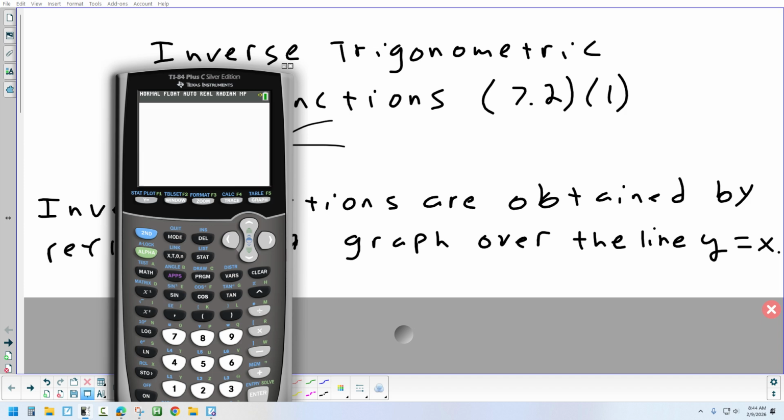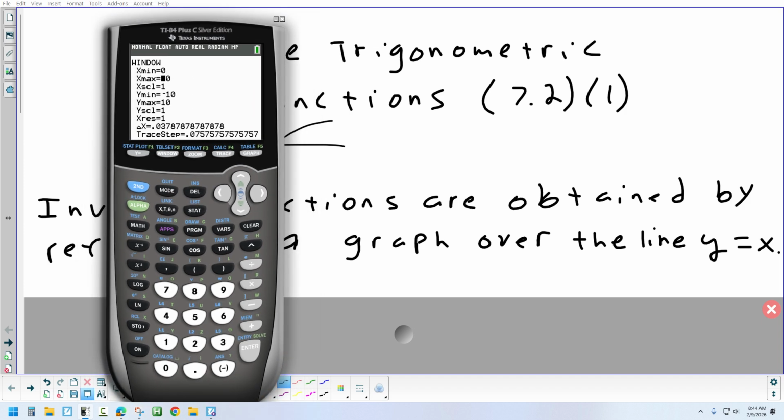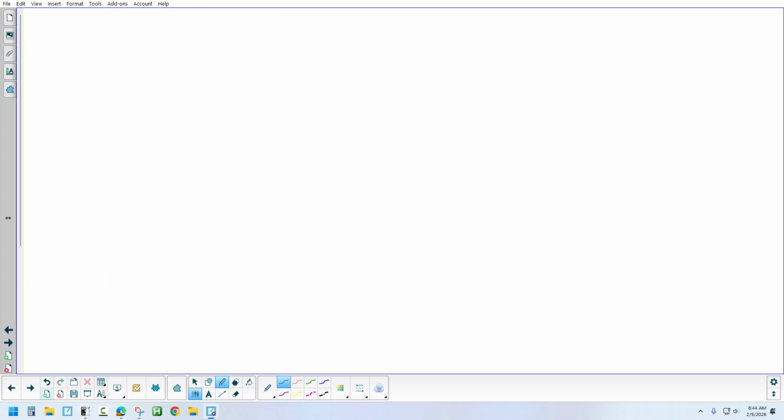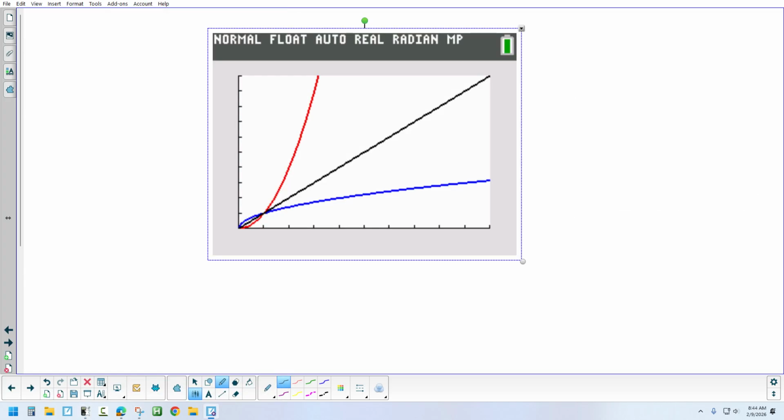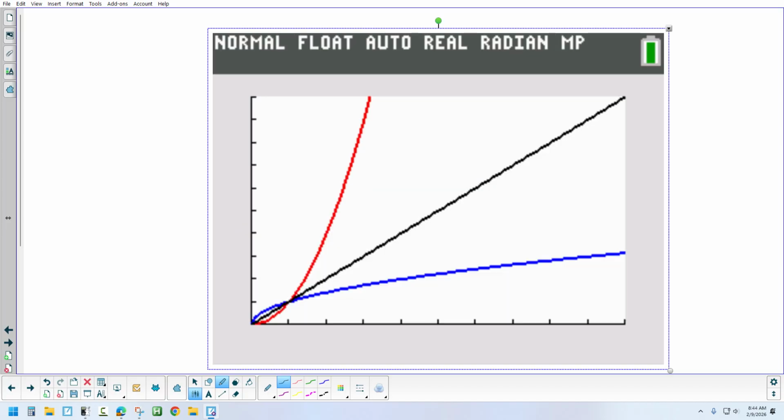It might be better if I zoom in on quadrant 1, so you can see it a little bit bigger. So the square root. There's x squared. And there is y equals x. So look at that. Can people tell that if you folded it right on that black line, the red graph and the blue graph would land on top of each other? Yeah, it's because they're inverse functions. And that's true for any inverse functions. They're always mirror images over that black line.